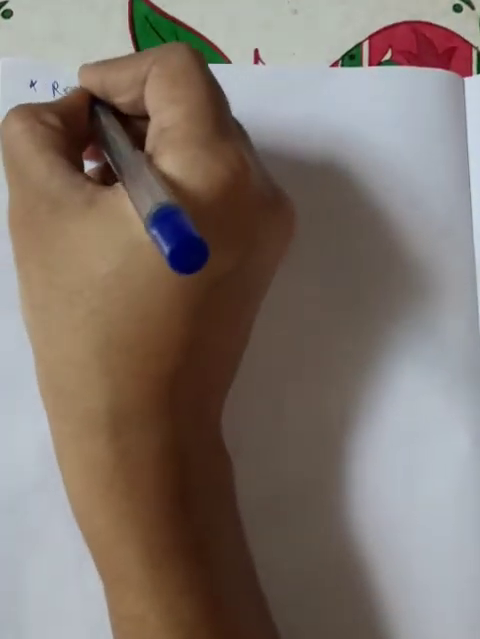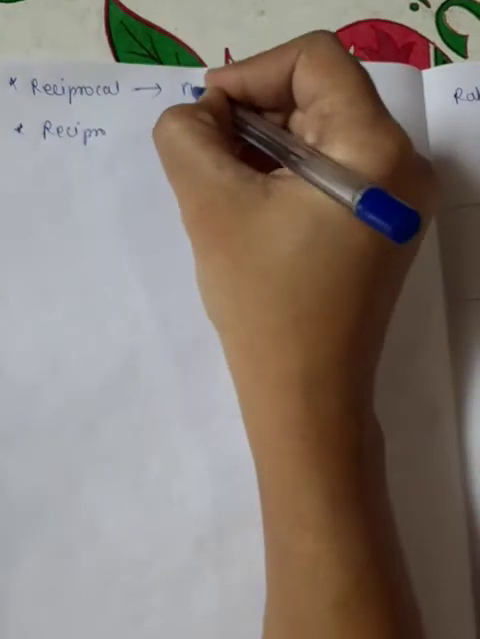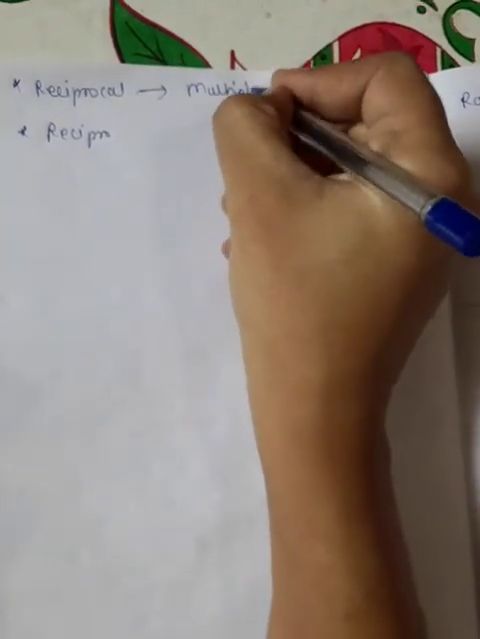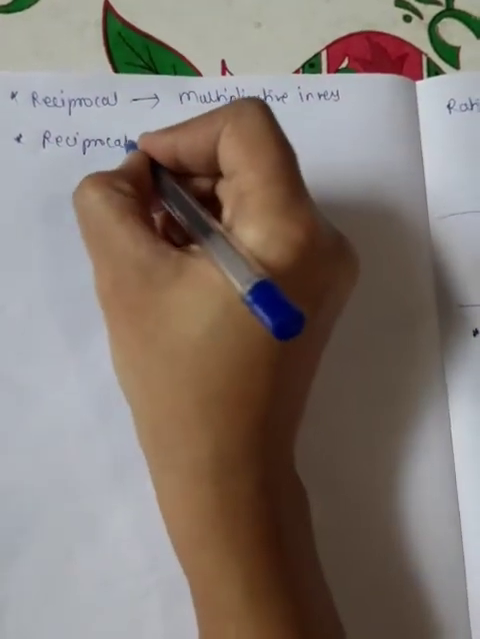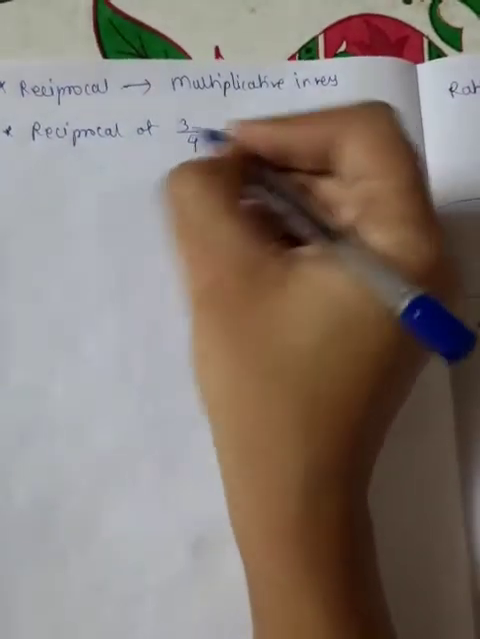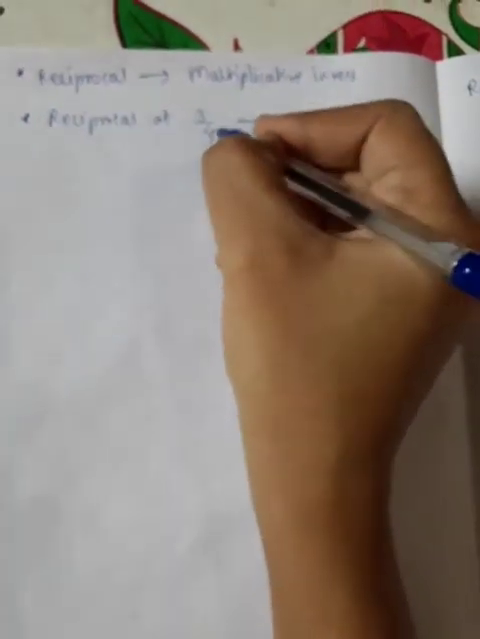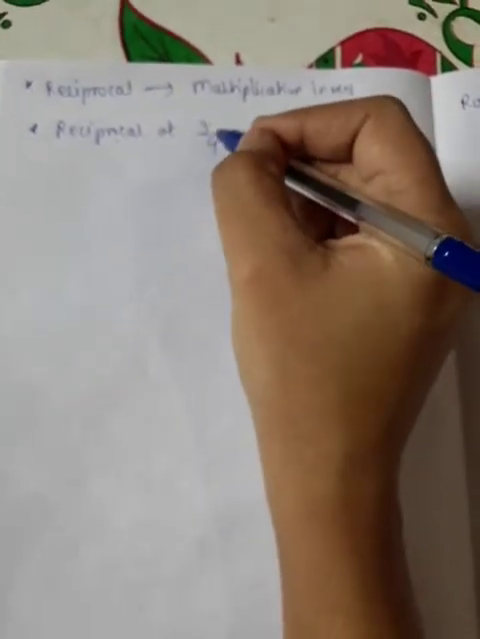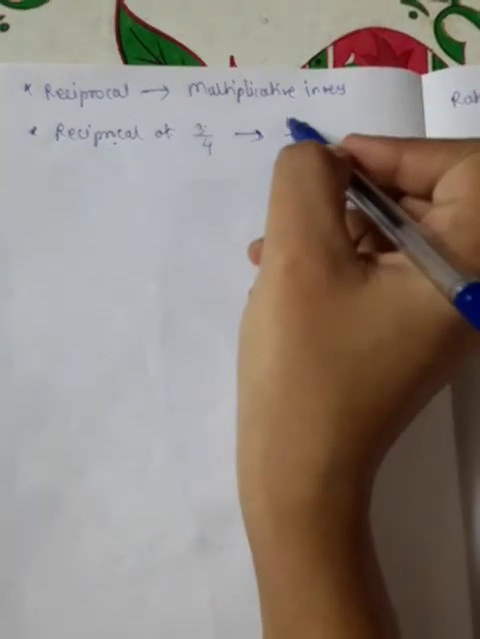Okay, so related to fractions, you must know one more concept, that is reciprocal. The reciprocal is also called the multiplicative inverse. So what is the reciprocal of 3 by 4? How do we find the reciprocal? To get the reciprocal of 3 by 4, we interchange the numerator and denominator. If we interchange numerator and denominator, we get 4 by 3. So the reciprocal of 3 by 4 is 4 by 3.